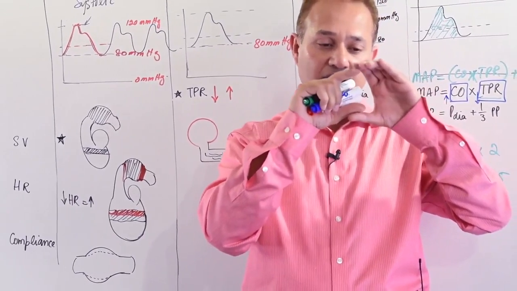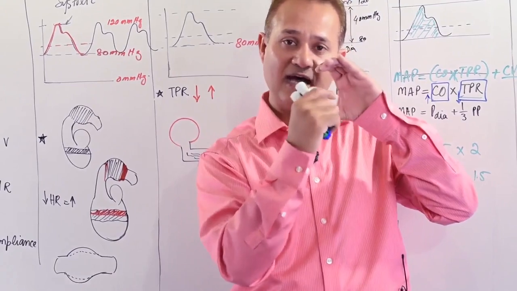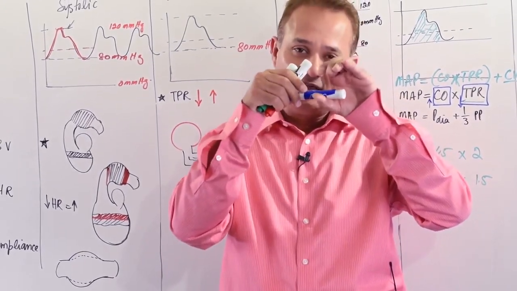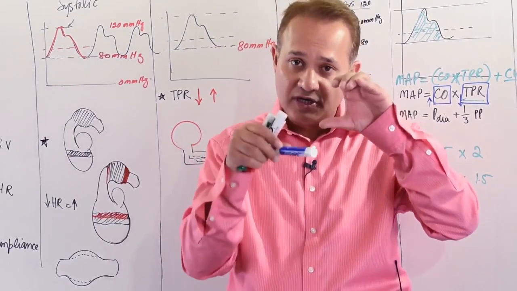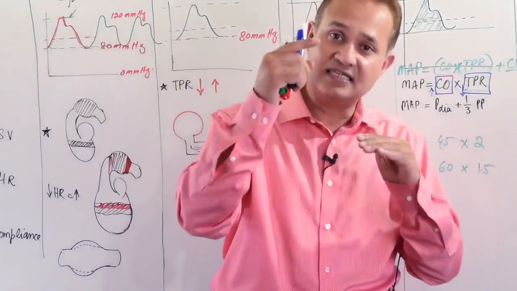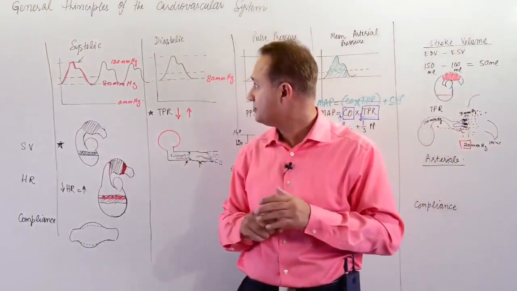On the other hand, because the vessel is not recoiling, when the blood gets out, the smaller amount of volume of blood that is left, the vessel is not going to squeeze hard, so diastolic pressure would be reduced. So please remember, reduced compliance increases systolic and reduces diastolic pressure.